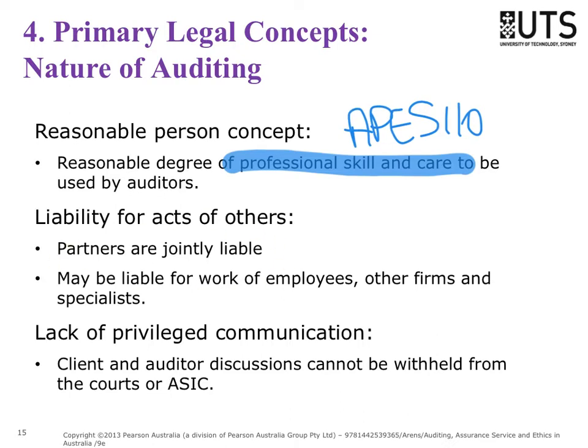Partners are liable for what their employees do. So it's the partner that actually signs their name on the dotted line, and they're liable for anybody that works underneath them. Okay. Other firms, so if you engage another firm, let's say you're the Australian auditor of a multinational company and you send out some work to be done by another firm in Indonesia. If they've done the wrong thing, then you as the partner are liable, even though you weren't directly supervising that work. Or if you engage a specialist.